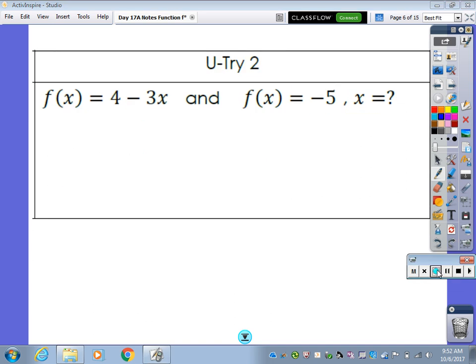Here's your u-try. Remember that you have the y value already, and you are looking for the x value. Find the x value that will make this function equal to negative 5.